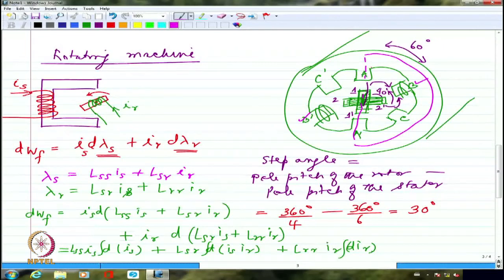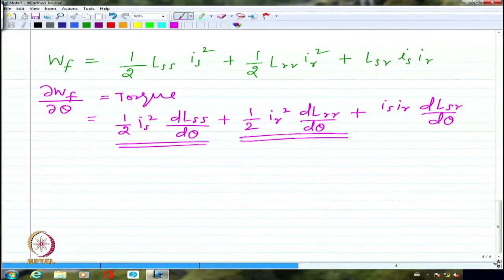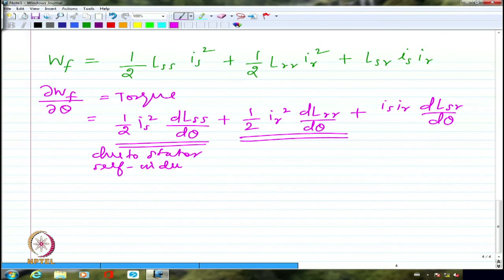In this case, the self-inductance variation is the one which is actually creating the torque, because the rotor current is not even there. So if I try to look at the expression now, what we got, this is due to stator self-inductance variation, and this is due to rotor self-inductance variation, and this is due to mutual.